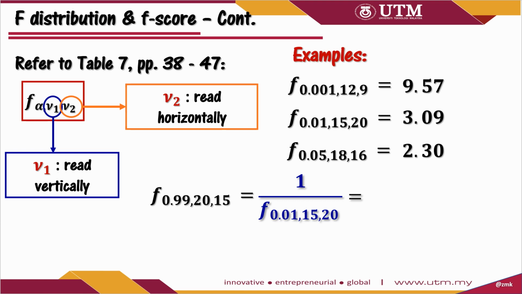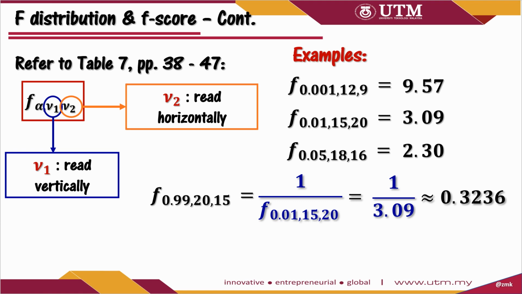By dividing 1 by F 0.01, 15, 20, which was 3.09, then you get the answer for F 0.99, 20, 15, which is around 0.3236. Can you follow me? Very well then.